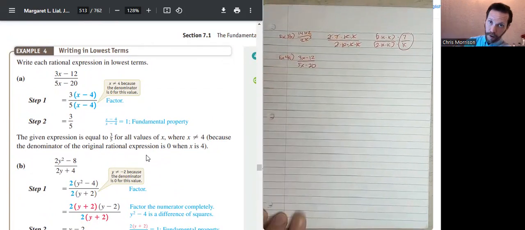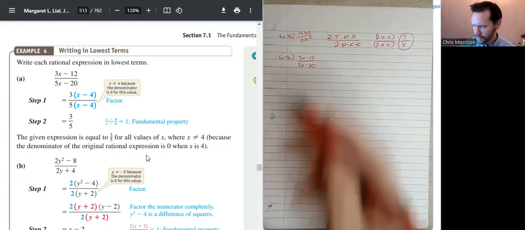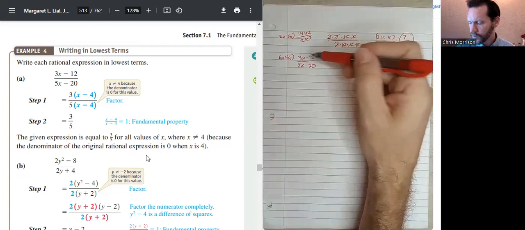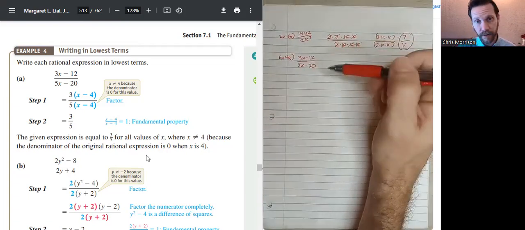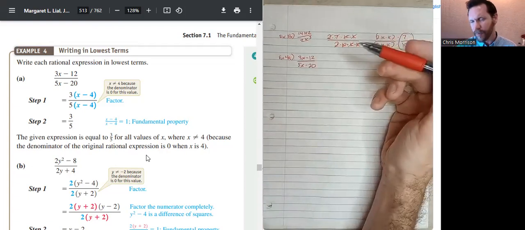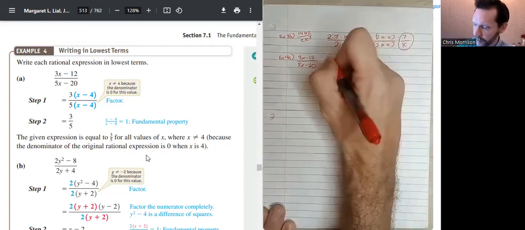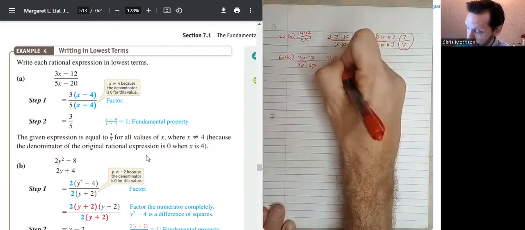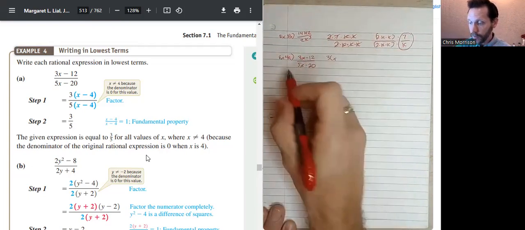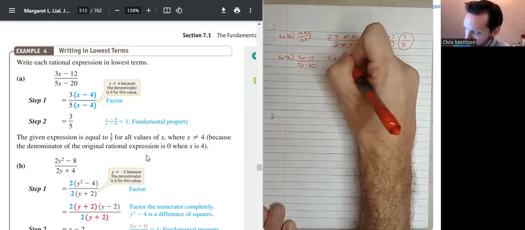Now I could do a long polynomial division here and write it in long form, or I can just start factoring these. What can I factor out of 3x minus 12? Well, you can see both of the terms are divisible by 3. You should be able to just see that. We've done this before. So let's factor out the 3. 3x divided by 3 is just x. Negative 12 divided by 3 is negative 4.